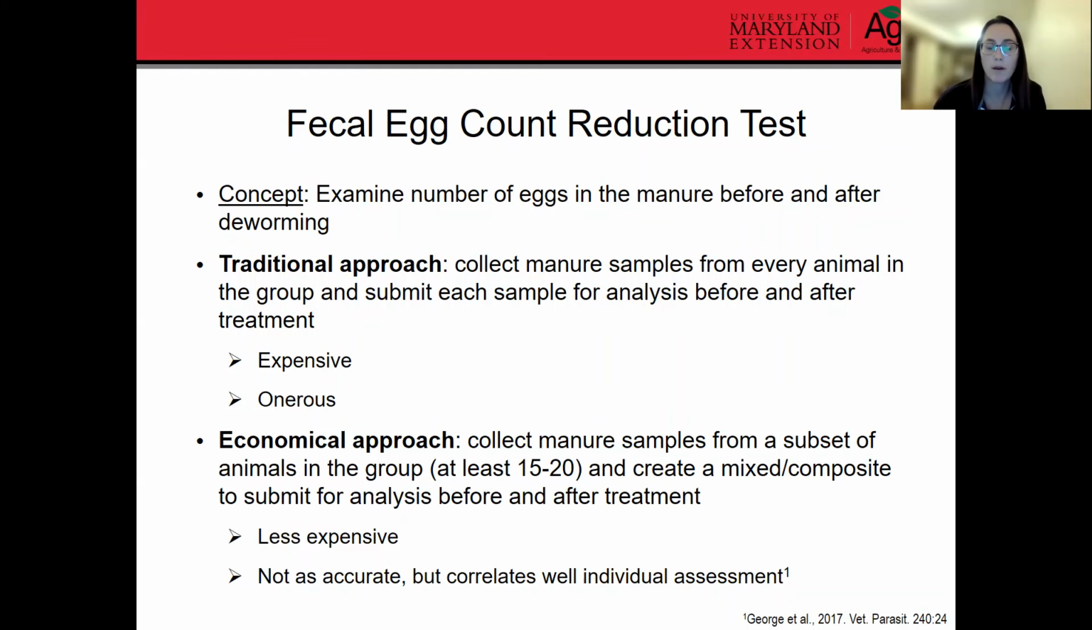and create a mixed composite sample from those animals and submit that for analysis. So you're only sending in one sample before treatment and then one sample after treatment. This is much less expensive. It's not really less labor intensive in terms of you collecting the samples, but it's less expensive in terms of sending a sample to the lab. It's not necessarily as accurate as the traditional approach, but research has shown that it does relate really well to an individual assessment basis. So it's considered an acceptable approach to doing this test.